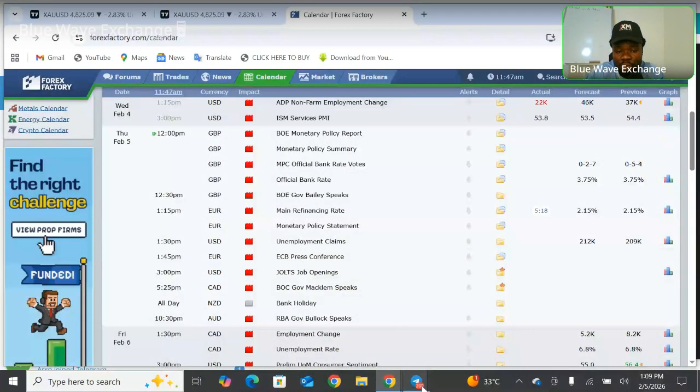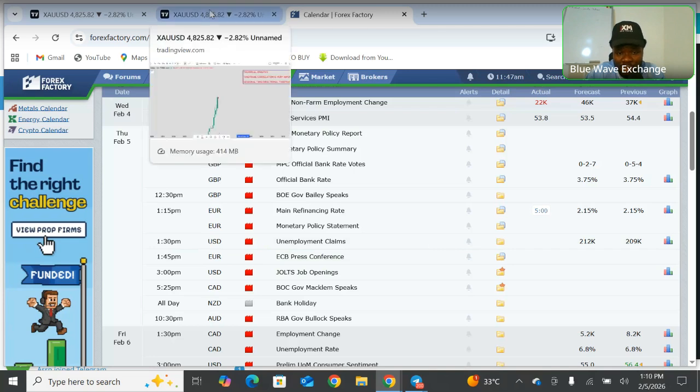Okay, so let's move on. Unemployment claims: what we are expecting is 212, which is higher than the previous number. So what you are expecting is that the dollar will keep on becoming weak. Okay, so maybe we can start seeing a rise.